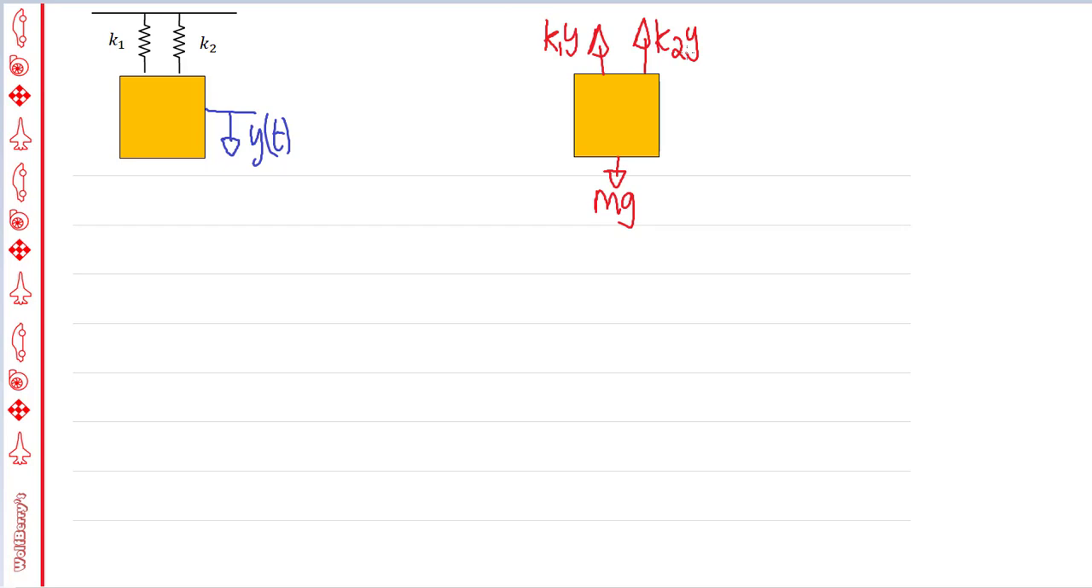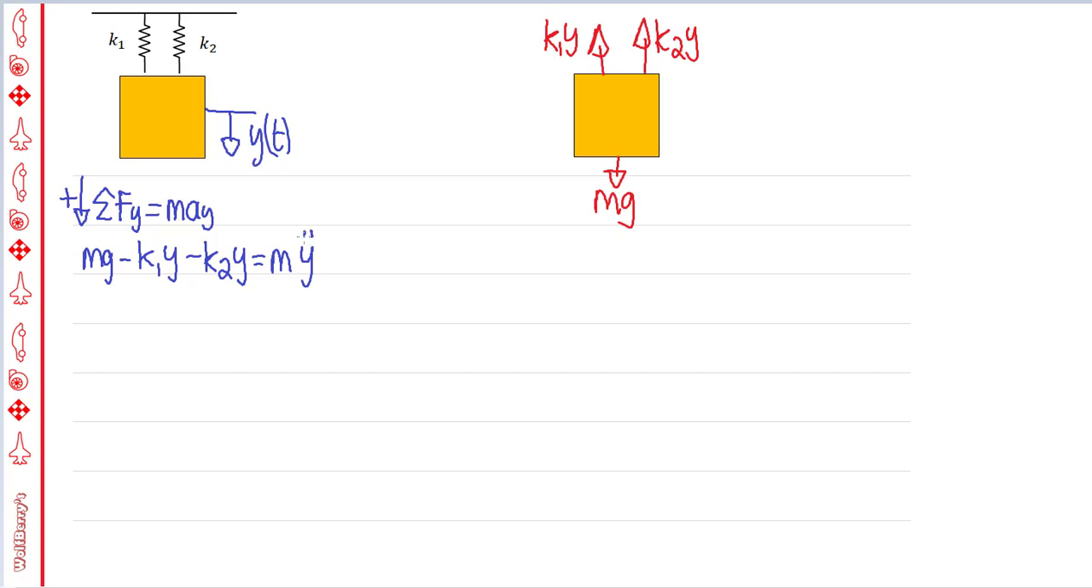The motion is simple harmonic, so we'll keep oscillating forever. There's no damping in the system. Now let's go ahead and use Newton's law. So Newton's law states that the sum of all the forces in your system in the y direction equals ma in the y direction. Since we're modeling the downward phase of the motion, we're going to take down as positive. So we have mg minus k1y minus k2y equals my double dot.